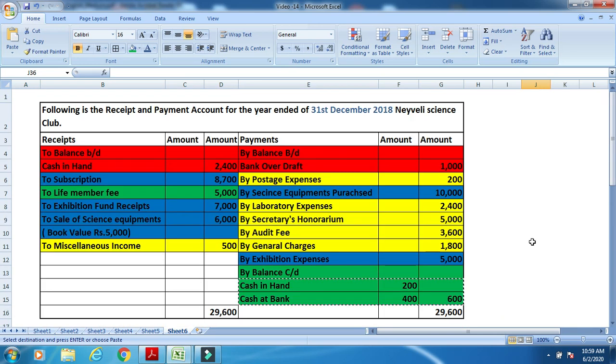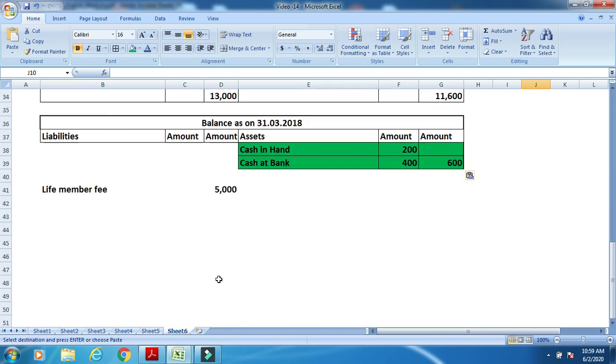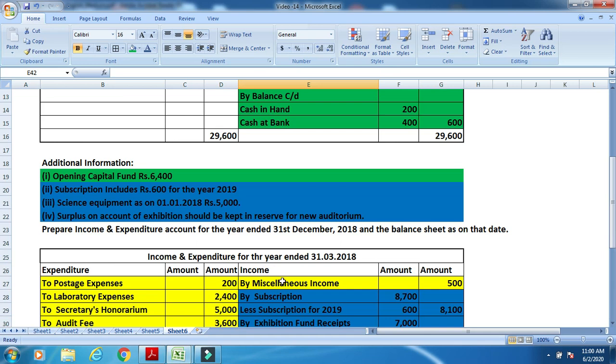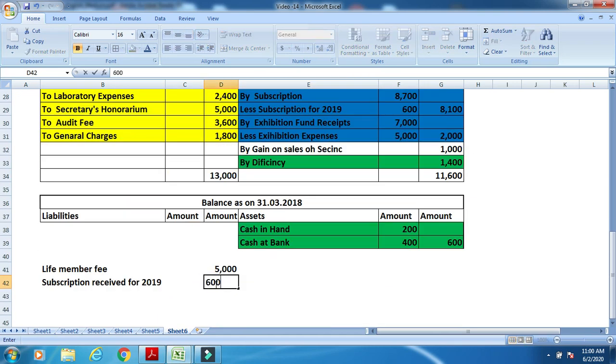After that, the adjustments will be considered. Subscription. Here they are given 8,700. They are given subscription for the year 2019, meaning advance subscription receipt. It's our responsibility, a liability. Why? Because the subscription was received for the year 2019. What is the value here? They are given subscription received in advance, right? 600, we mention here 600.